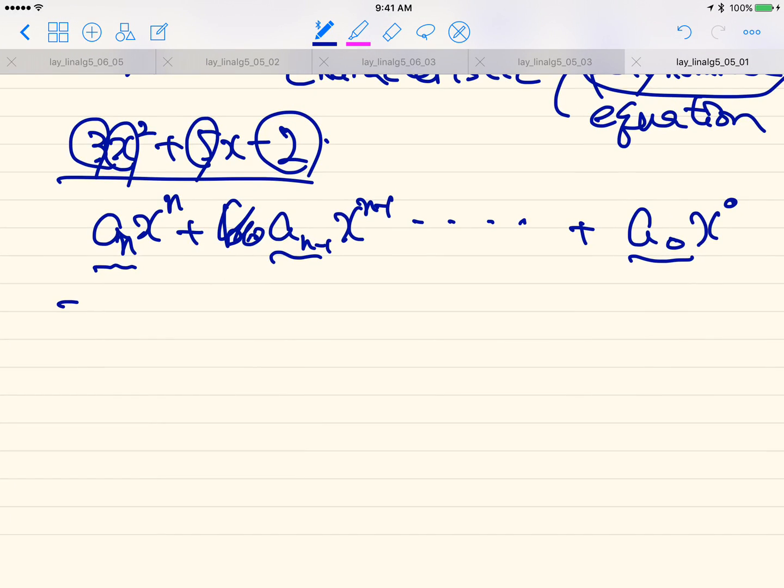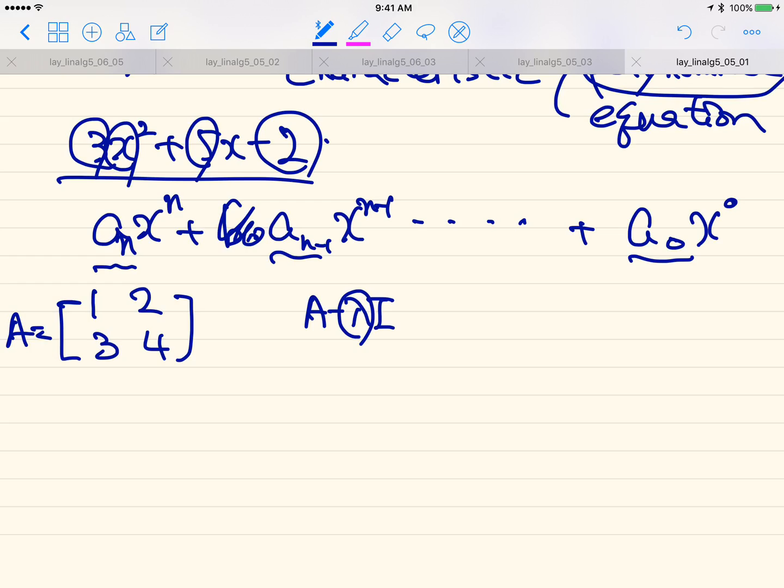Now let me give you one example. Let's think about a simple 2 by 2 matrix, and this is your matrix A, and A minus lambda I.